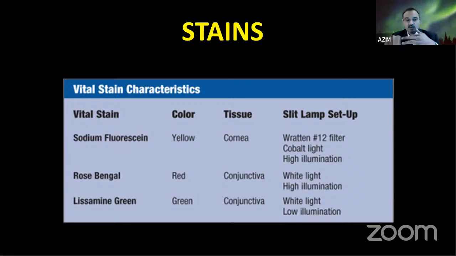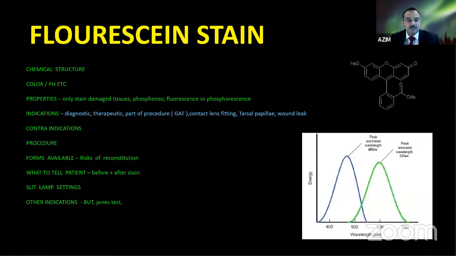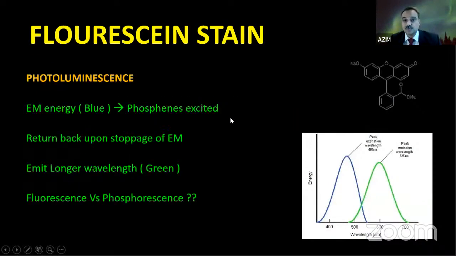Point number 3, Rose Bengal, as the name suggests, is rose, red. Lissamine green, as the name suggests, is green. And fluorescein is between the two, yellow. Okay? 3 things, whether you know or not, whether you remember anything or not, you just write this, you'll get at least 40% marks.